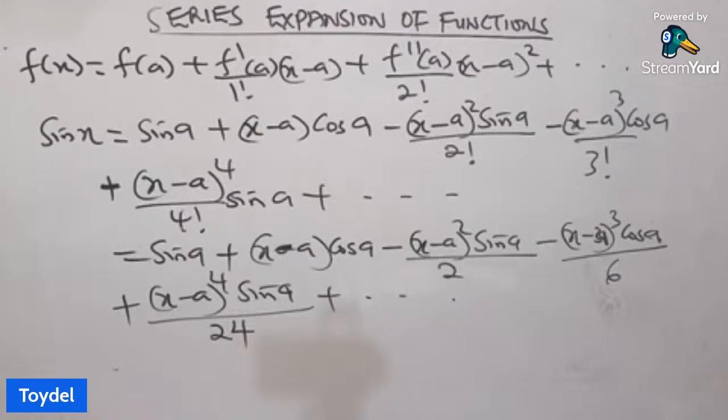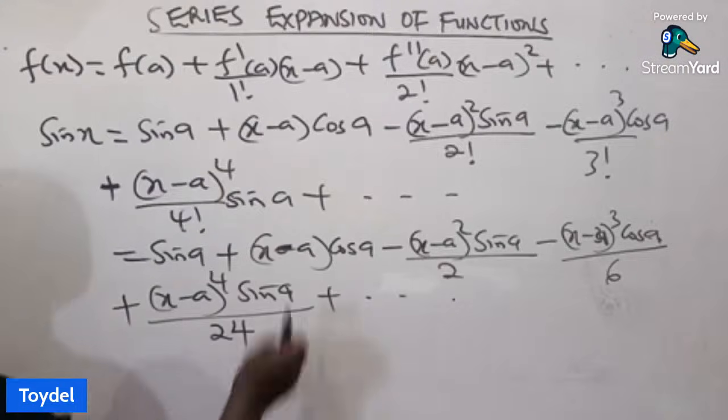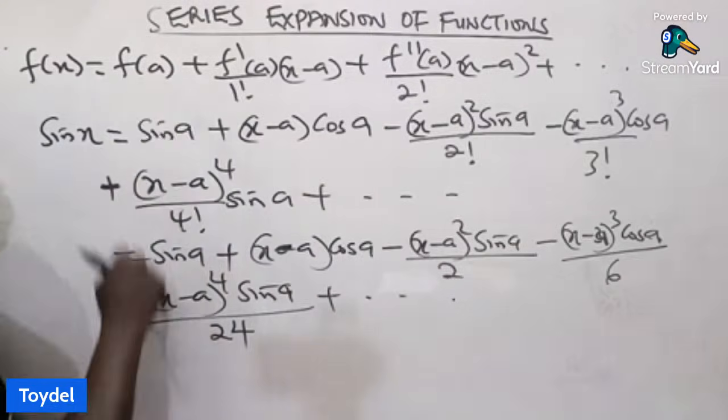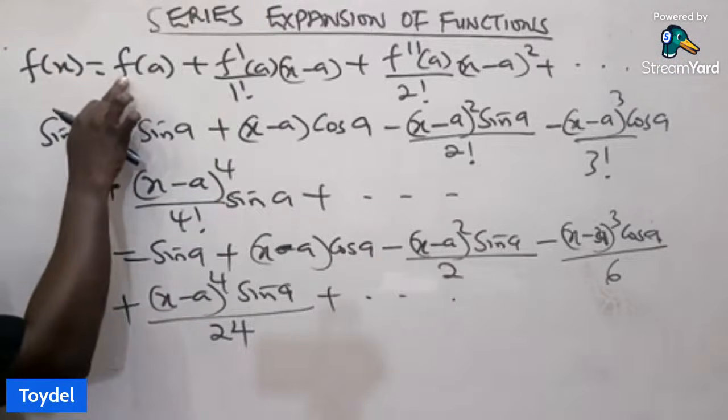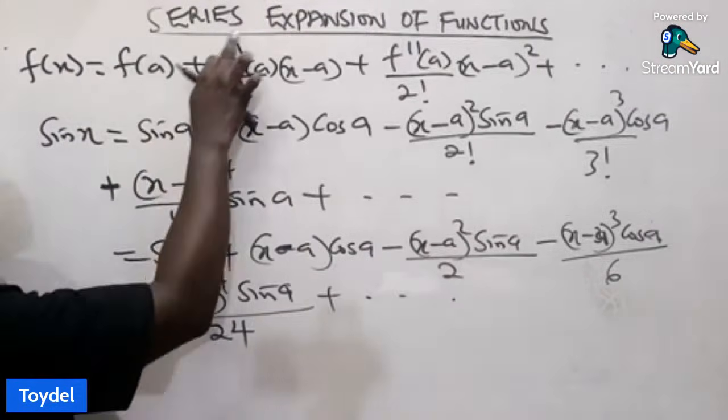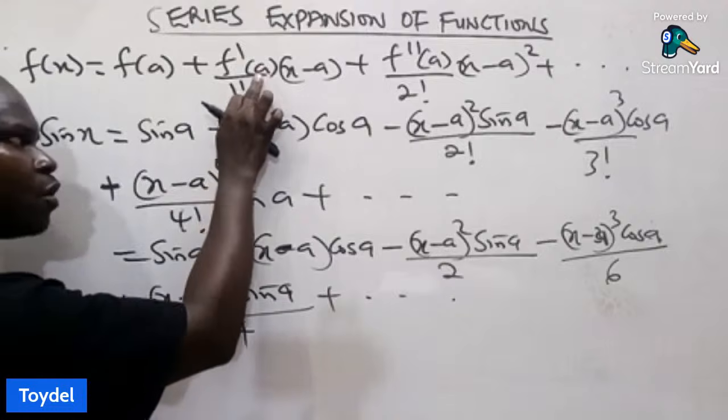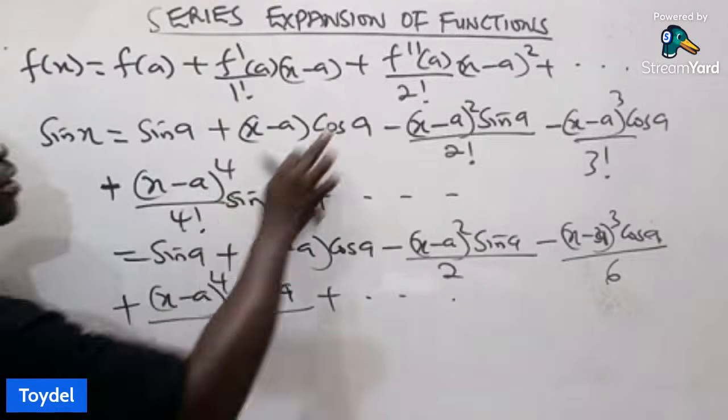So I will introduce the second expansion now, which is called the Maclaurin series. The Maclaurin series is the same thing as the Taylor series expansion, but the only difference is that under the Maclaurin series, the value of a is equal to 0. So the series will be of the form f of x equals f of 0 plus f prime of 0 x plus f prime prime.